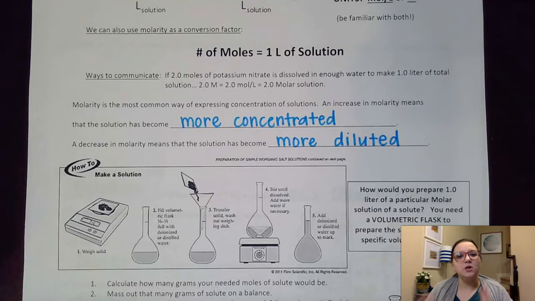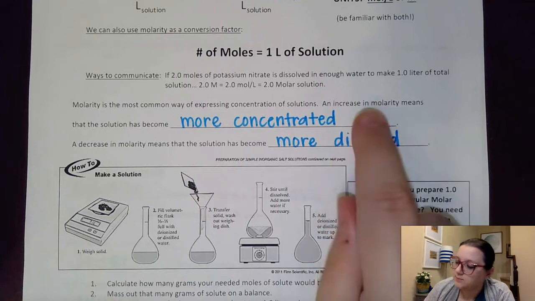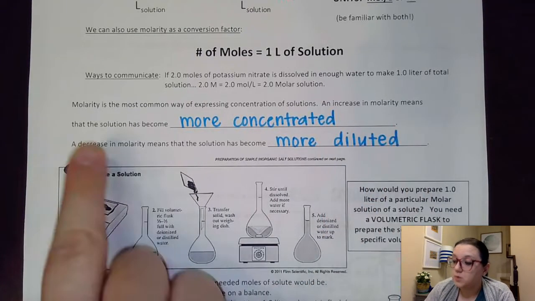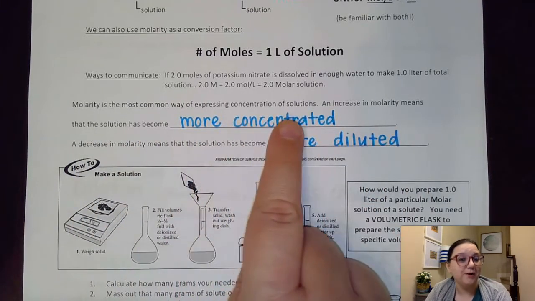But if you were to go into a chemical storeroom and look at the solution bottles in that chemical storeroom, you would notice that all of them have their concentration reported in molarity. It is by far the most common unit that is used. So keep that in mind that there are other units out there, but molarity is kind of the major one that is utilized. An increase in molarity would mean that the solution has become more concentrated.